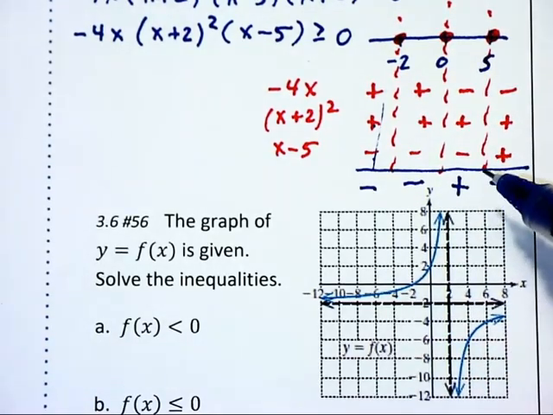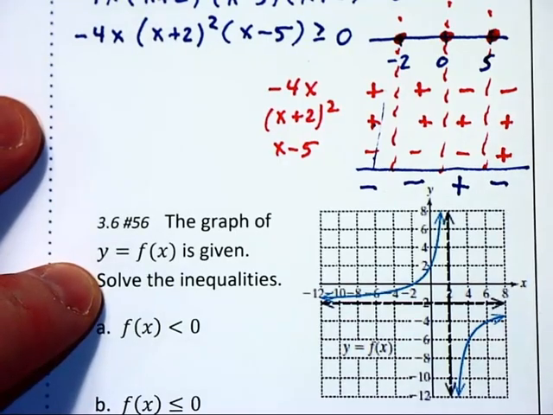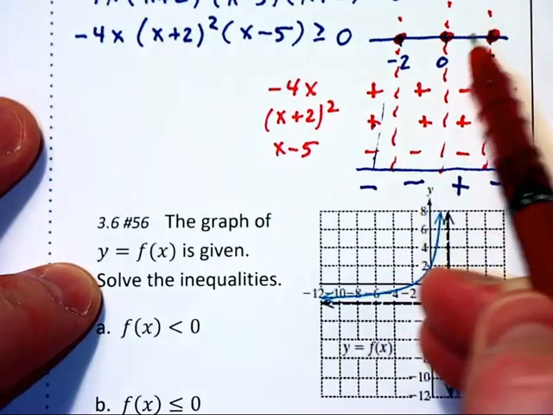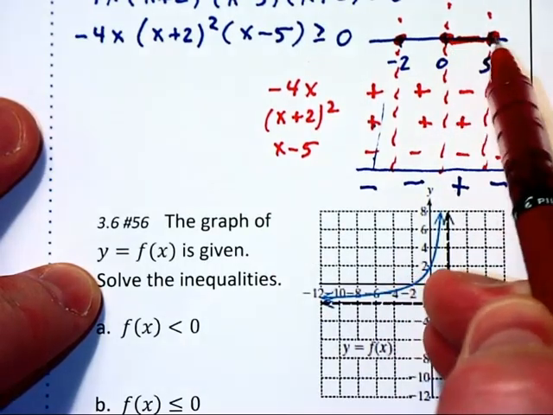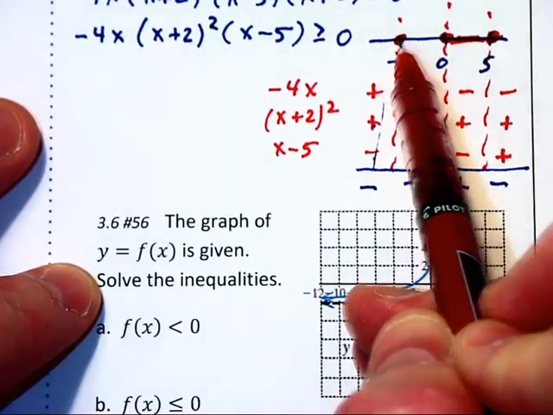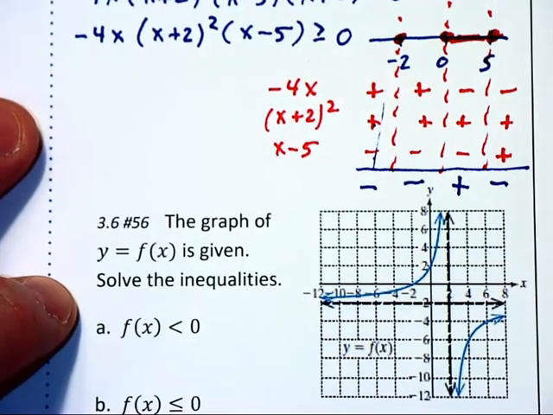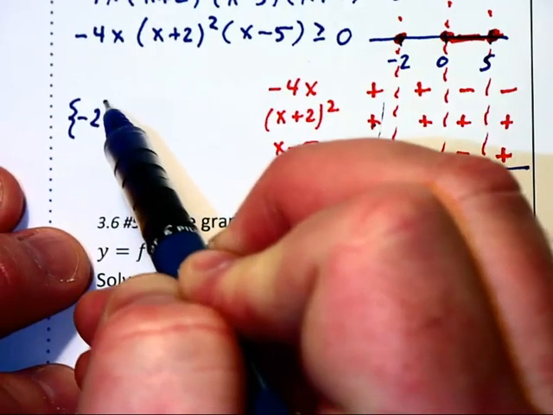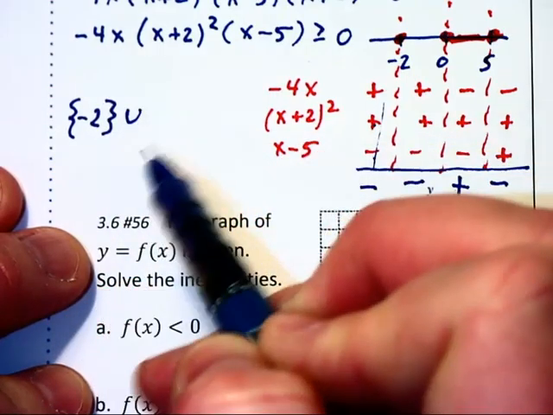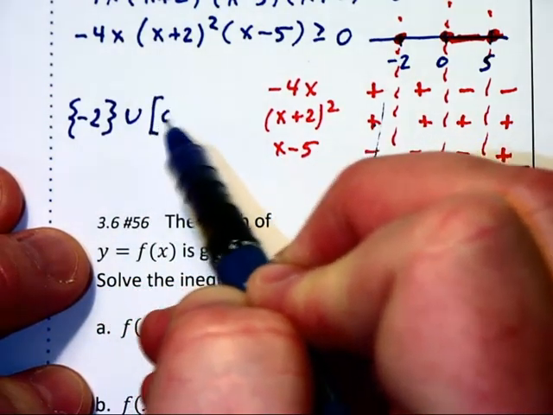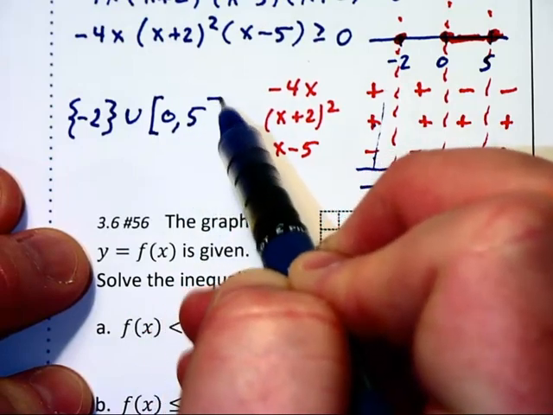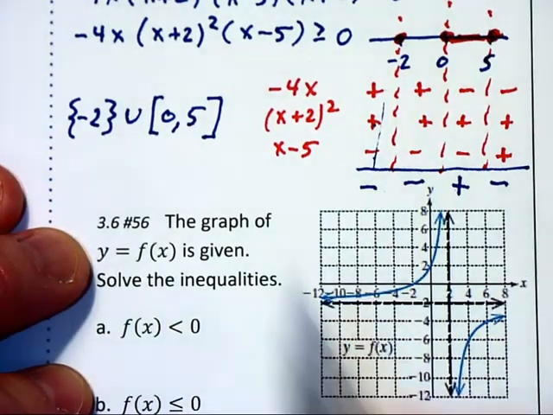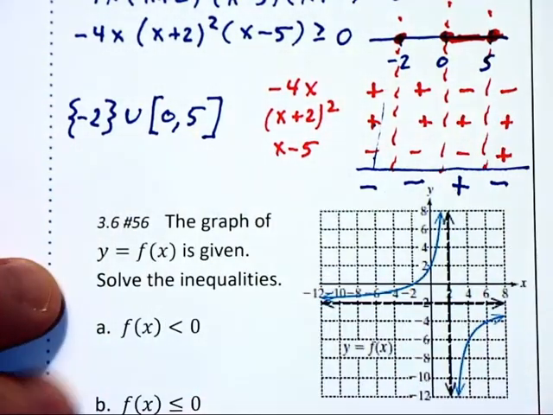So our solution set is going to be where it's greater than or equal to 0, which means this interval between 0 and 5, including the endpoints, as well as that negative 2 off to the left there. So I will write this as the set negative 2 union the closed interval from 0 to 5. Now I call that a closed interval because I'm including both endpoints which have closed circles on them.